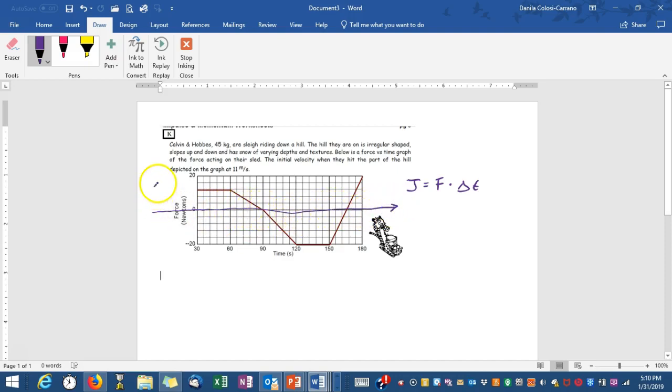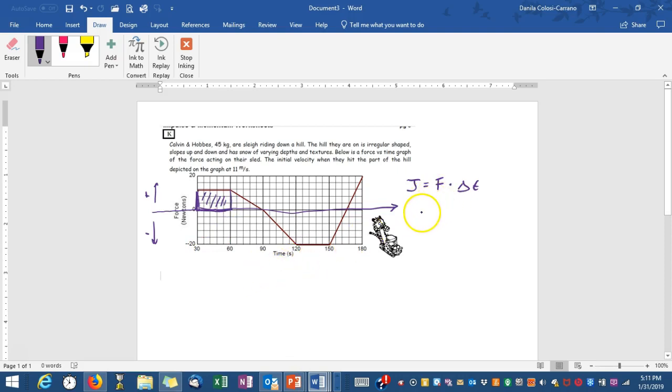Everything above is positive, obviously, and everything below is negative. Now, since we're working with force times time, we are taking this value here, which is the value of your force, multiplied by time, which is this value here. Since you're doing height times base, you're solving for the area of this little rectangle.